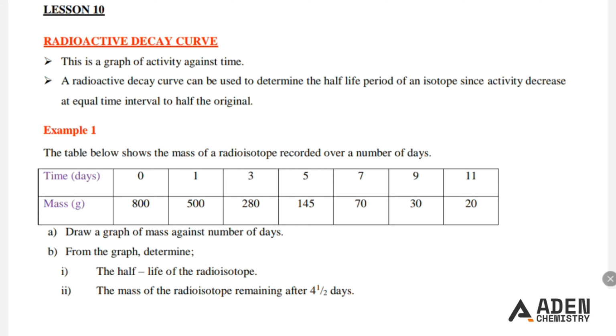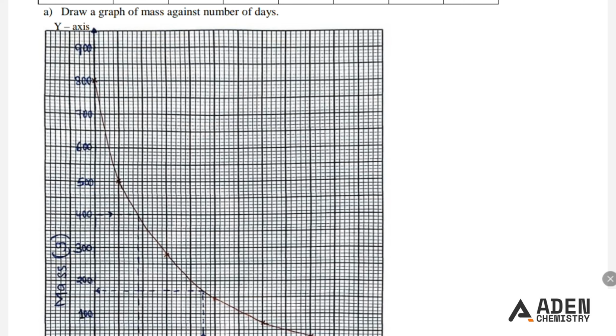Example number 1. We are told the table below shows the mass of a radioisotope recorded over a number of days. Here we have the first row, time in days, and the second row, mass measured in grams. Part A, draw a graph of mass against number of days. Part B, from the graph determine: Roman 1, the half-life of the radioisotope; Roman 2, the mass of the radioisotope remaining after 4.5 days.